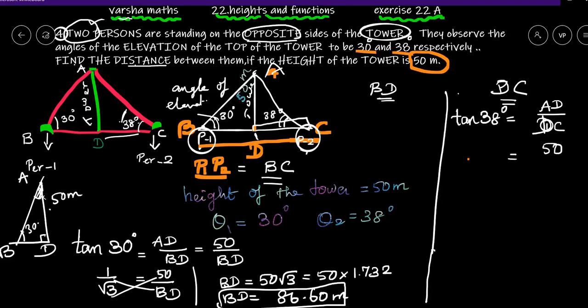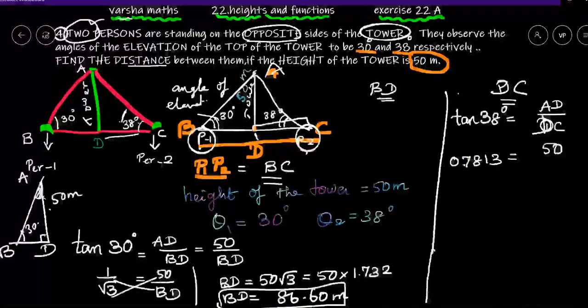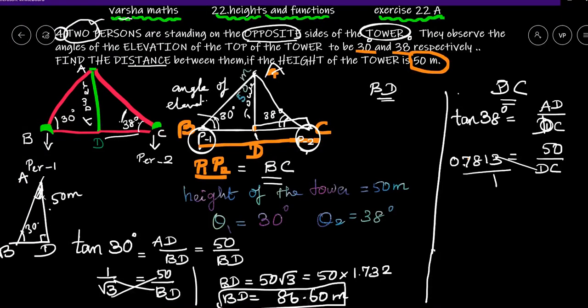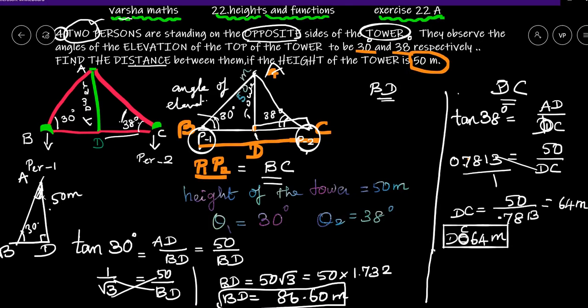The value of tan 38 we get by the calculator or by the logbook. You have to find the tan 38 value. After cross multiplying, DC is equal to 50 divided by 0.813. After calculation we get 64 meters. So DC is equal to 64 meters. Now you have to find the distance between P1 and P2, the distance between the persons.